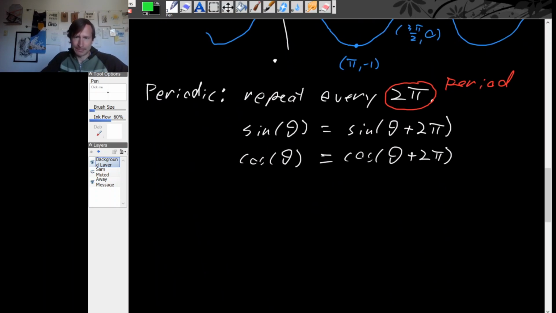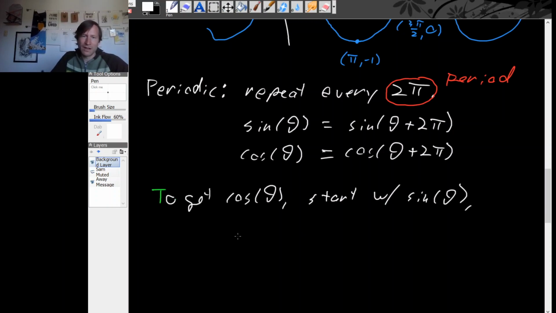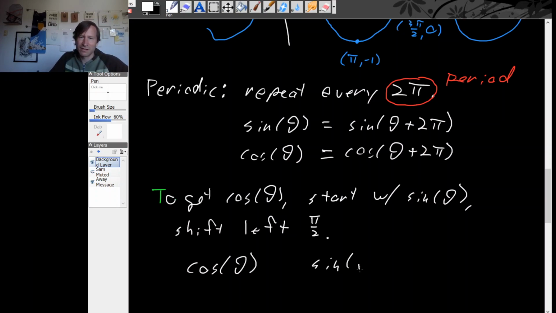So we said that to get cosine of theta, we start with sine of theta, and then shift left pi over 2. So to get cosine, you start with sine of theta, like this, but then shift left pi over 2.